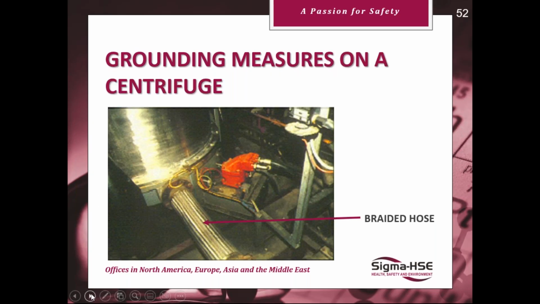So with ground measures on a centrifuge, you see the braided hose, but also remember the pipework underneath. If it's metal pipework, also confirm that the metal pipework is earthed as well as the braided hose.